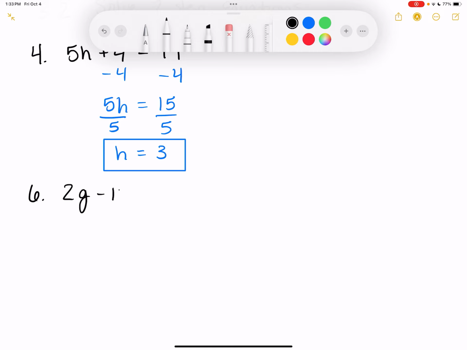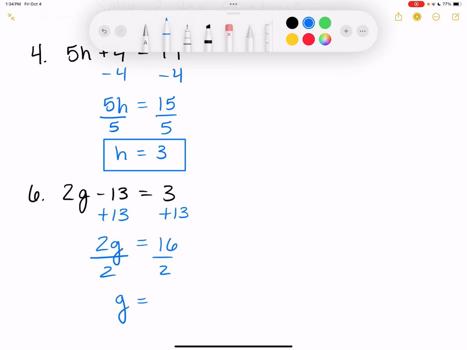2g minus 13 equals 3. What do I need to do first with this one? Minus 13. So I have to do the opposite. I need to get rid of it over here. So how do I undo a subtraction? Add 13. Add 13. So I'm left on this side with 2g. Over here, 3 plus 13 is 16. Now what do I have to do? Divide by 2. So g equals 8.